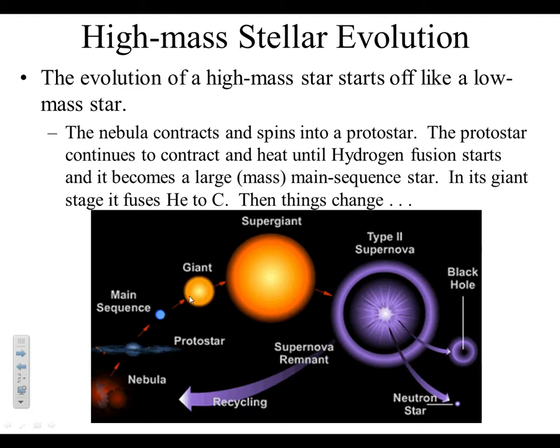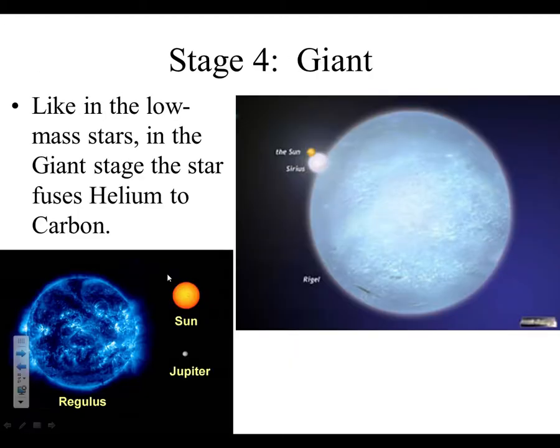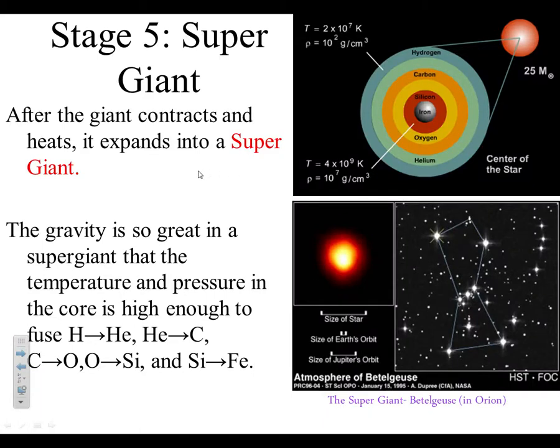Now at this point is when things start to change. We need to do this end part. So we said in the giant stage it is fusing helium to carbon, just like we had before. Now you see it's probably going to be a blue giant. It's hotter, a little bit more massive. After the giant contracts and heats, it's going to expand as a supergiant. So that giant is going to run out of helium.